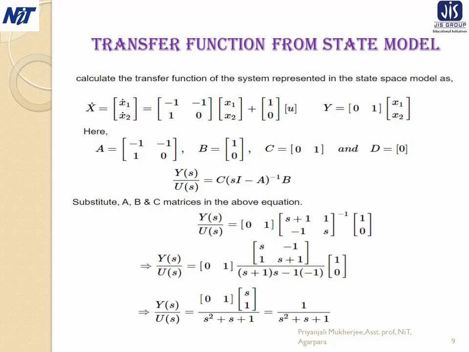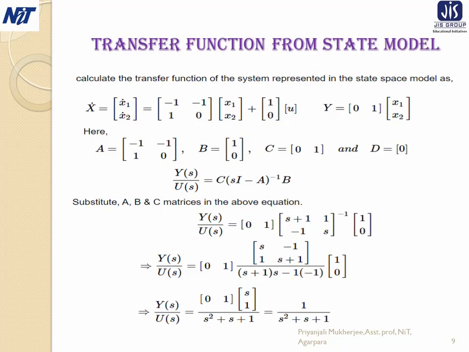The output coupling matrix or C matrix becomes [0, 1], and finally the D matrix, or the input-output coupling matrix, is equal to 0. Now, if we recall the formula of the transfer function, then Y(s)/U(s), at all initial conditions 0, can be expressed as C (sI − A)^-1 B. So C matrix is given.